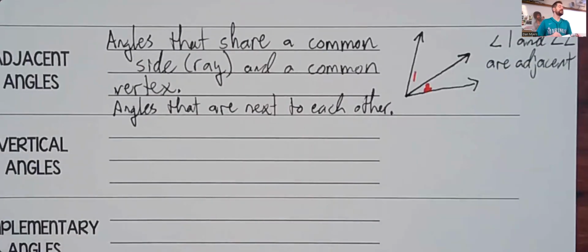So if you've ever heard somebody give directions before and they're like, yeah, you're going to head down to the Safeway that's adjacent to the Staples, right? Adjacent just means next to. They share a wall basically, right? They're right next to each other.